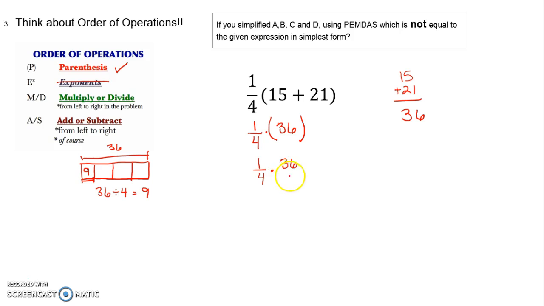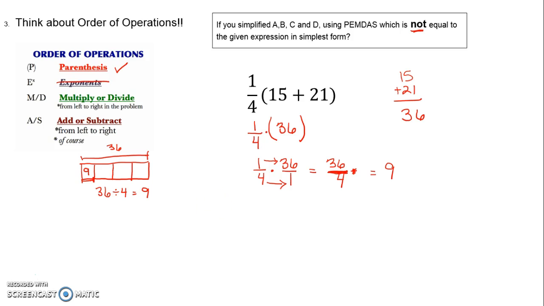You could also just say, but I know how to multiply fractions. 36 is the same as 36 over 1, and then I simply multiply straight across the top, straight across the bottom. 1 times 36 is 36. 4 times 1 is 4. Absolutely. Then we're still at 36/4, and you say, oh, but I know a fraction bar means to divide. So I'm just going to do 36 divided by 4 is 9. And either way, the simplified expression would be 9 if this was the given expression, and then you'd have to simplify each of the answers and find what was not the same in simplest form as the given. I hope that's helpful for number 3.